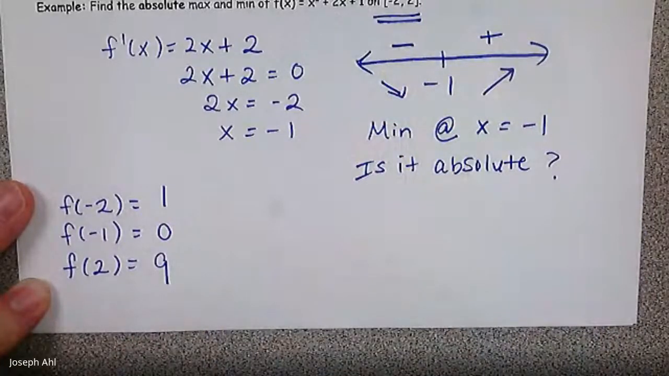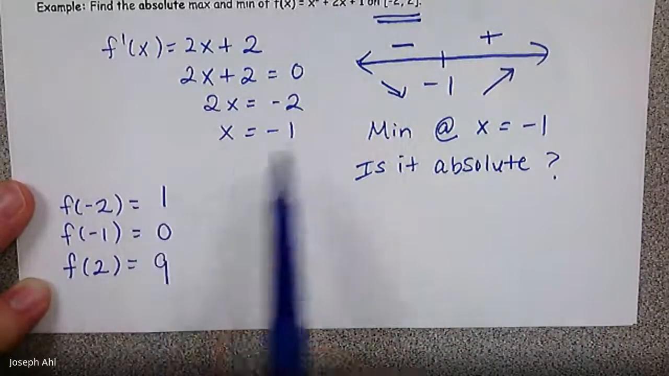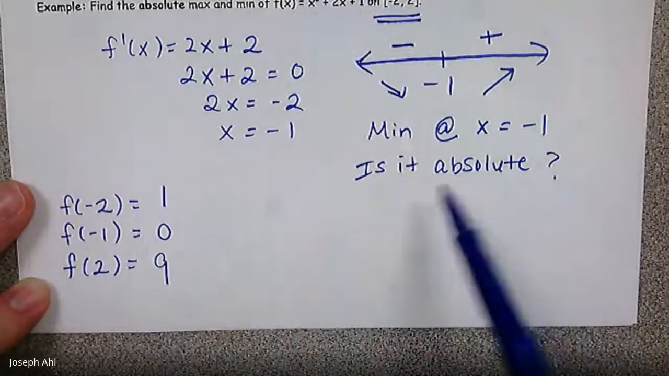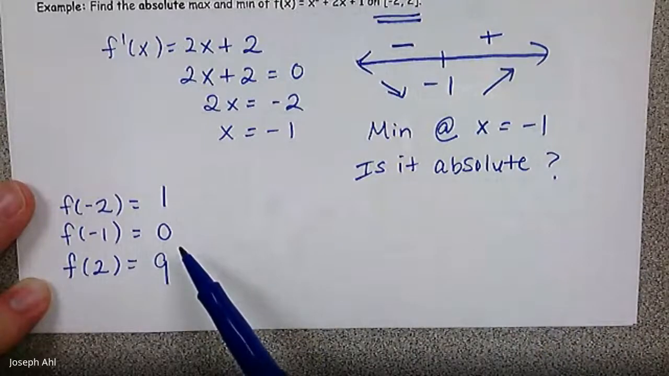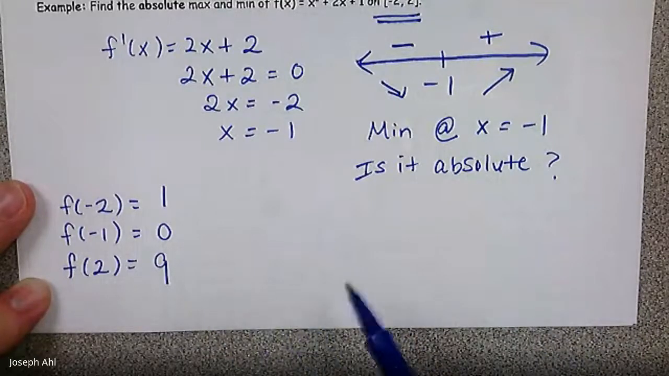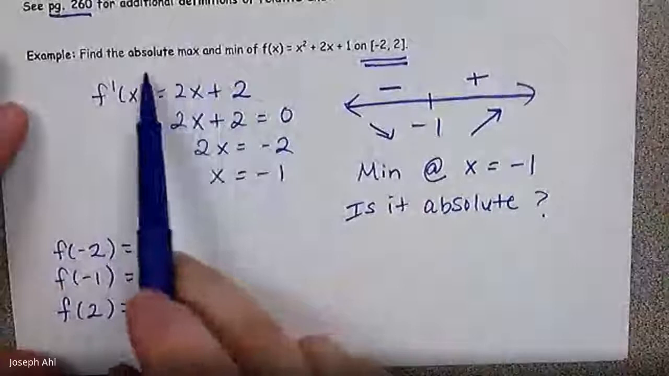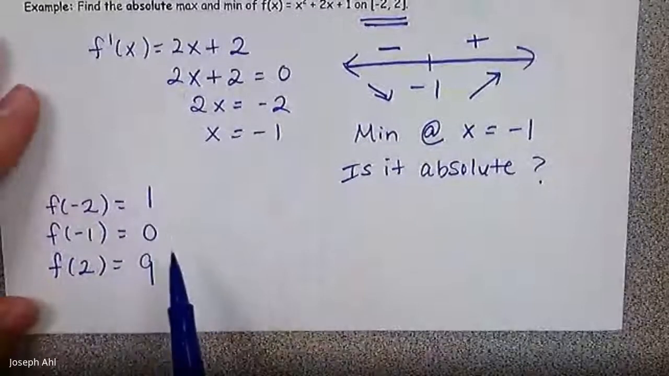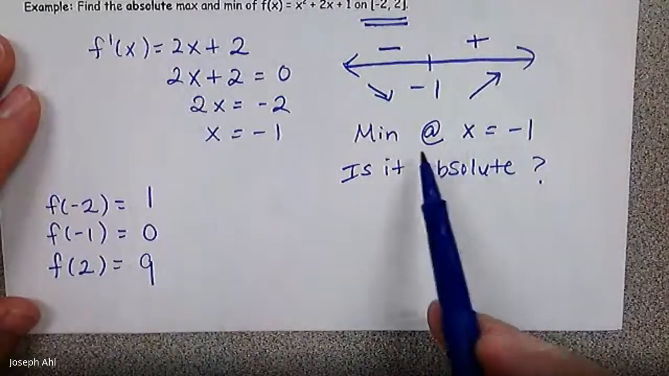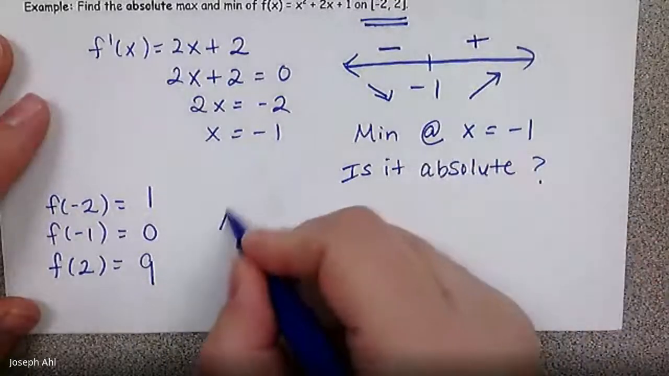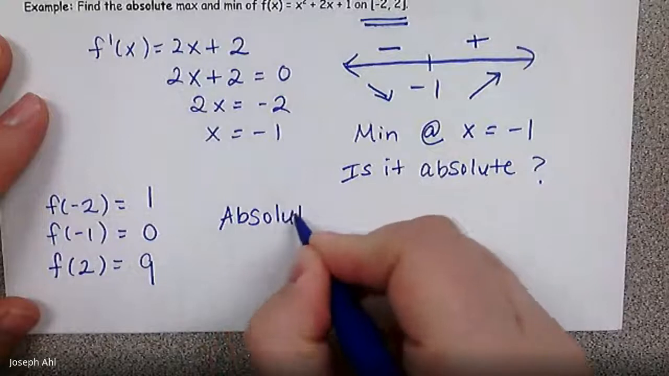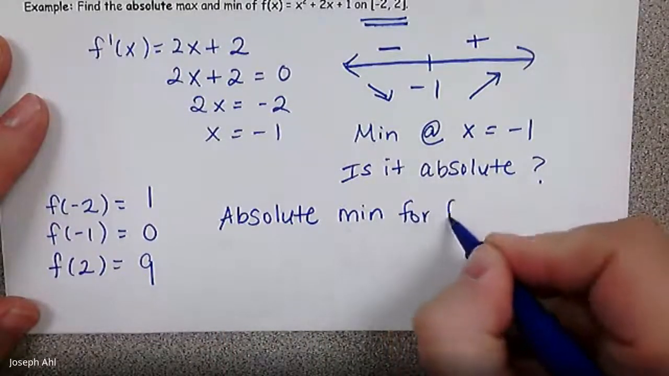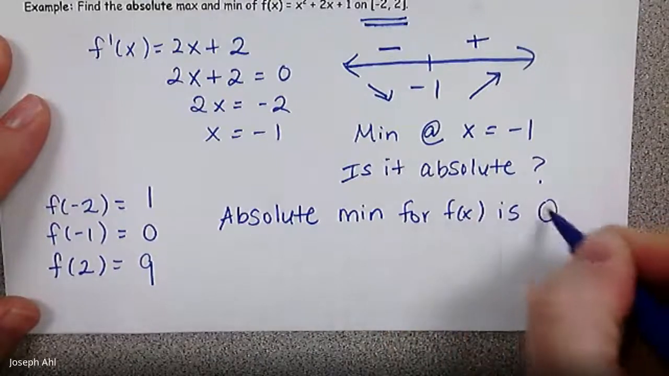Okay. So over this interval, from -2 to 2, it turns out that x equals -1 is the absolute min. So the absolute min occurs at x equals -1, but when we say what's the absolute max or the absolute min, it actually represents these outputs. So even though the min occurs at x equals -1, the absolute min for f of x is 0.